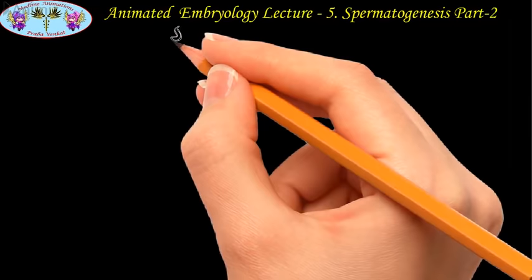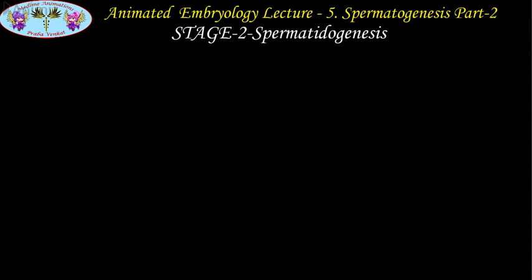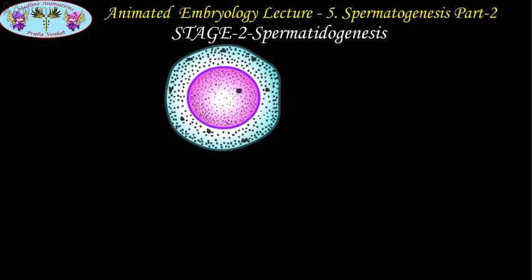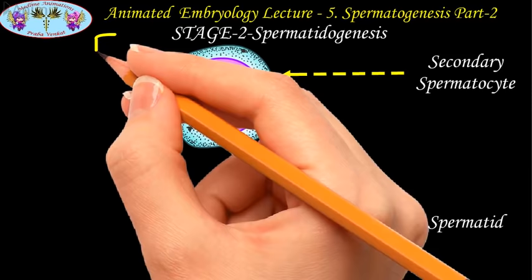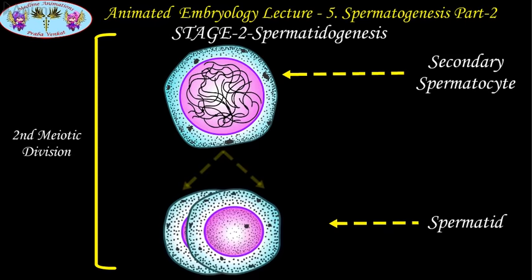The second stage of spermatogenesis is the spermatidogenesis. Spermatidogenesis is a process of formation of a round, non-motile, haploid spermatid from the haploid secondary spermatocyte. This is a rapid stage and will be completed in no time. So, in this stage, immediately after the formation, the secondary spermatocyte completes the second meiotic division and gives rise to two round spermatids.